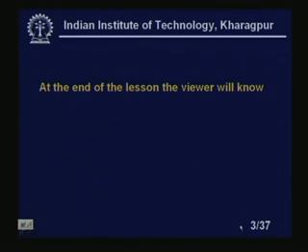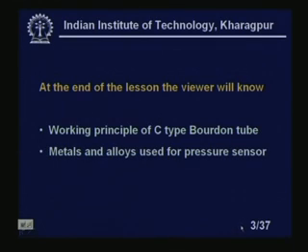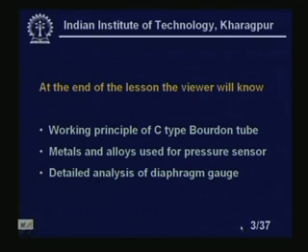Now, at the end of the lesson, the viewer will know the working principles of the C-type Bourdon tube, the metals and alloys used for pressure sensors, and a detailed analysis of the diaphragm gauge. These are the basic things we will discuss. Now, let us first discuss the U-tube manometer. What is the basic principle of the U-tube manometer?